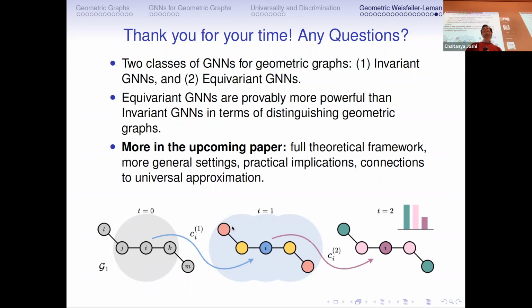Great question. I think it goes back to WL in the sense that when the test identifies two graphs as non-isomorphic, then they are non-isomorphic. But if the test doesn't identify them as non-isomorphic, it's not necessarily the case that they're isomorphic. So there could be failure cases of the equivariant one. I think we don't have them yet, let's say, but we have failure cases of weaker versions of the equivariant test.